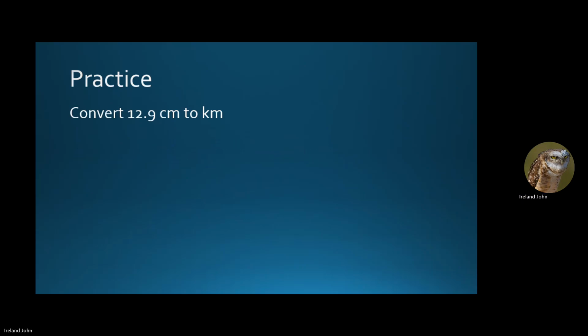Go back. Let's do 12.9 centimeters to kilometers. See if you guys can work this out. Note, how many millimeters to a meter? 1,000. How many centimeters to a meter? 100. Remember, century is 100 years, right? And how many meters to a kilometer? 1,000.